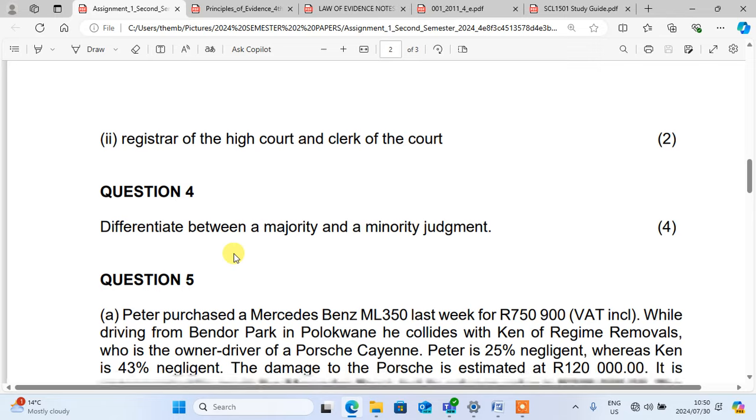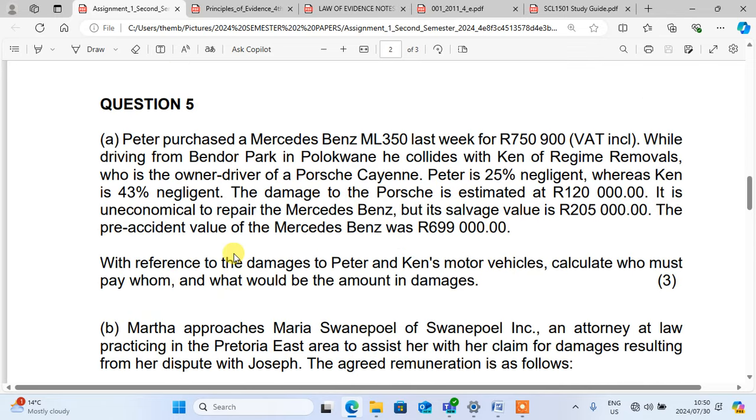Now let's start with question number 5, which is the best question for the day. Peter purchased a Mercedes-Benz ML350 last week for 750,900, VAT included. While driving from Bendor Park in Polokwane, he collides with Ken of Regime Removals, who is the owner-driver of a Porsche Cayenne. Peter is 25% negligent, whereas Ken is 43% negligent. The damage to the Porsche is estimated at 120,000. It is uneconomical to repair the Mercedes-Benz, but its salvage value is 205,000. The pre-accident value of the Mercedes-Benz was 699,000.